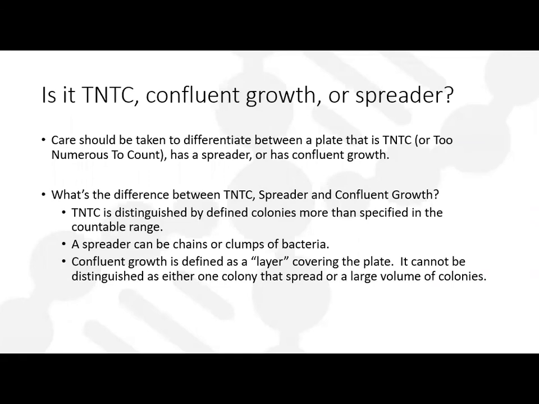So is it TNTC, is it confluent growth, or is it a spreader? Your technicians should take care to note the difference between these. TNTC is distinguished by a defined amount of colonies specified more than your countable upper limit range. So it's too numerous to count, but you can see defined colonies there. It's not that layer of growth that we just talked about. Spreaders can be chains, clumps of bacteria, and the confluent growth that we just went over is defined as a layer that's covering your plate. Okay.